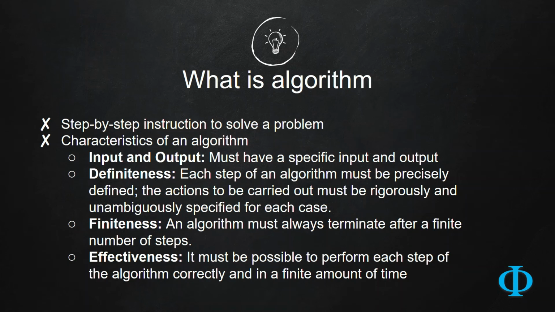And finally, the effectiveness. Effectiveness means it must be possible to perform each step of the algorithm correctly in a finite amount of time. Again, the same thing. You should solve the problem in some way so that it can be finished in a finite amount of time. Otherwise, the solution does not make any sense.